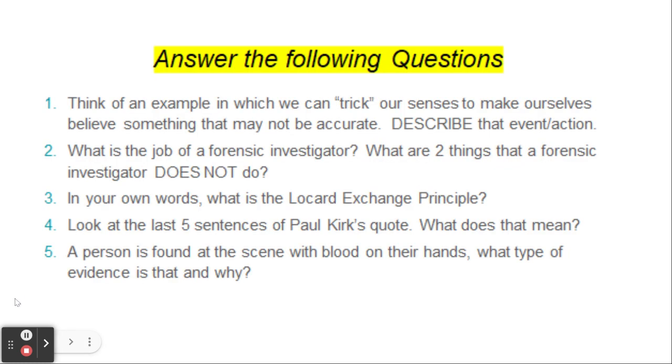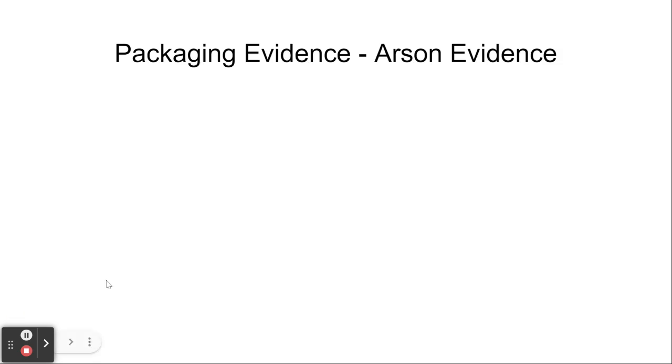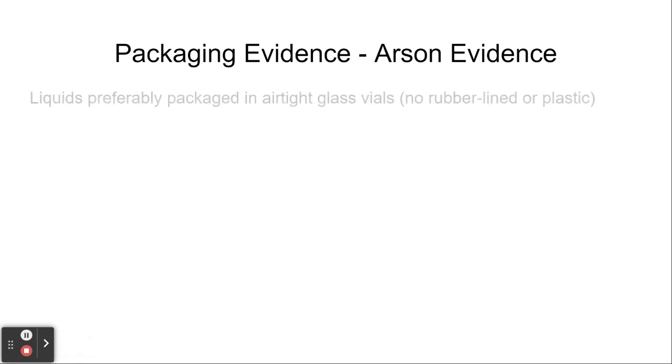Okay. All right. Skip that for now. All right. So looking at packaging evidence in specific ways, and like I said, we'll come back to this as we go through. But arson evidence, if you collect liquids from an arson scene or a suspected arson scene, you want to put those in airtight glass vials or in metal paint cans. Both of those are going to be very good.